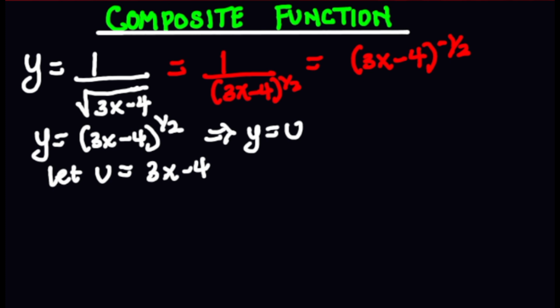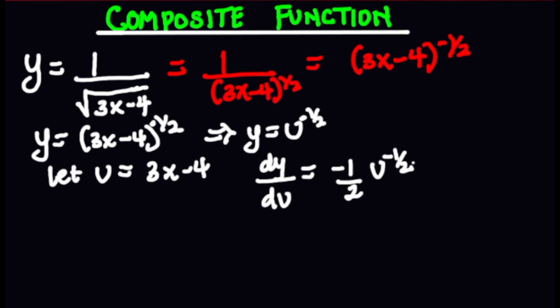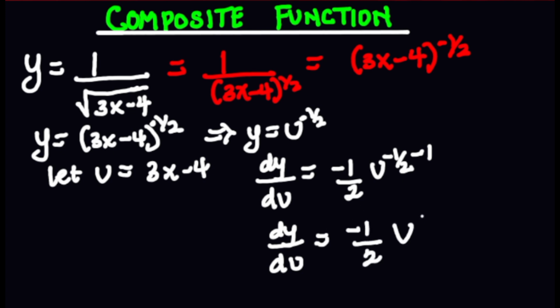And u in that case depends on x, right? So in that case, I'm going to go ahead and find y with respect to u, and at the same time, I'm going to find u with respect to x. So in that case, I'm going to have minus 1 over 2 here, that's exactly what I'm going to have. From there, if I find dy by du, this is going to give me minus 1 over 2 u raised to minus 1 over 2, then subtract 1 from the power, right? So in that case, dy by du is going to be equal to minus 1 over 2 u raised to minus 3 over 2. That's what we're going to have.